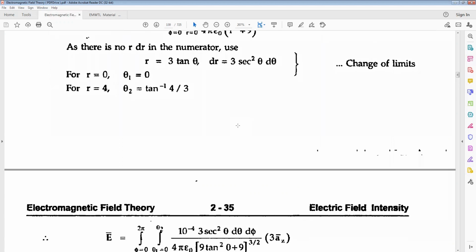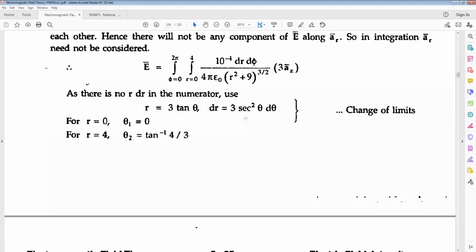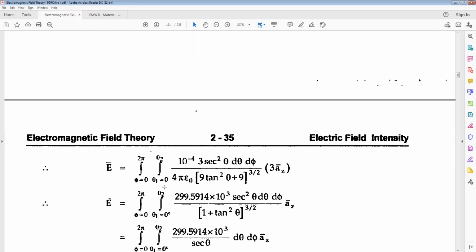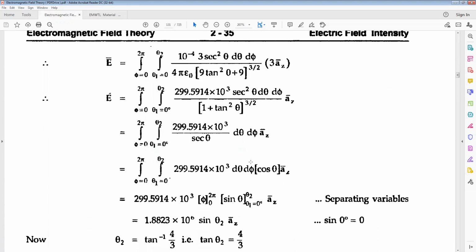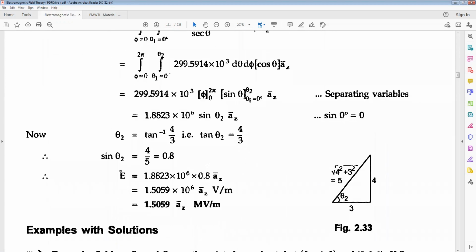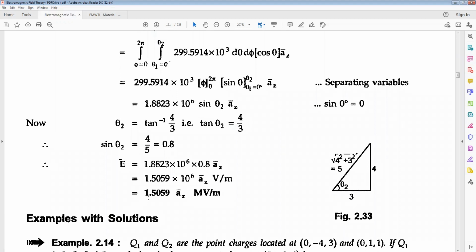So substitute the change of values, the r values as theta values. Theta varies from 0 to the corresponding angle. Simplify the function, then we get E bar is equal to 1.5059 AZ bar. Okay, 1.5059. Got it, my students?